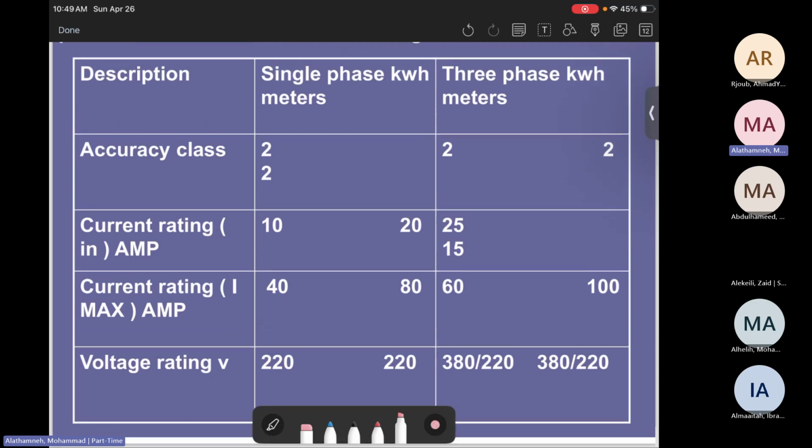Then the voltage rating 220, and I say again, it's no longer used. Now it's 230 volts, and the three phase is no longer 380. It is right now 400 to 230 volts. Then the same thing here, 400 to 230 volts. Okay, so that's all you need to know at the medium voltage level.